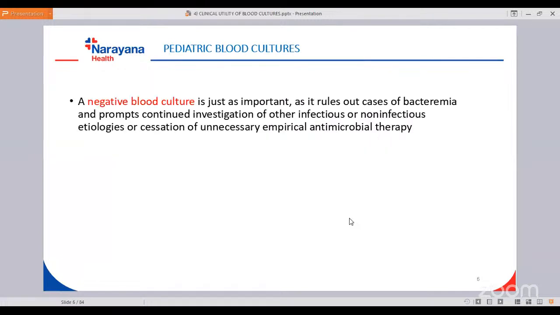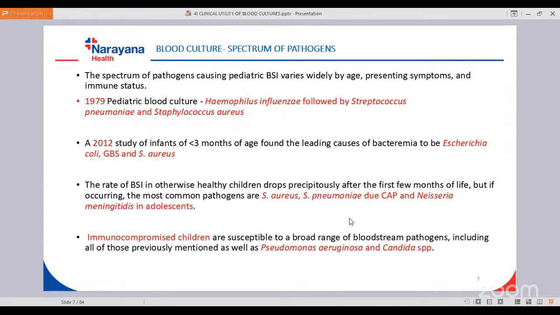Apart from just growing the organism, even a negative blood culture is just as important because it rules out cases of bacteremia and prompts continued investigation for other infectious or non-infectious causes, or at least it decides whether the empirical antimicrobial therapy, the antibiotic that you've started in the patient, needs to be de-escalated or stopped. So negative blood culture is as important as a positive.